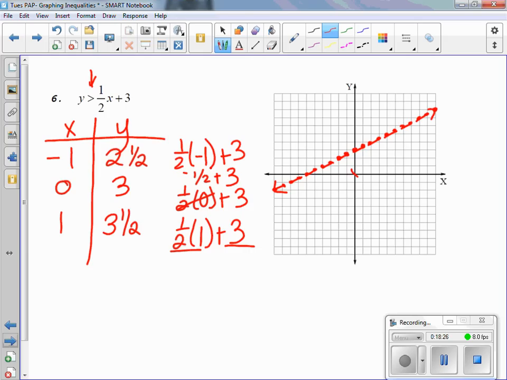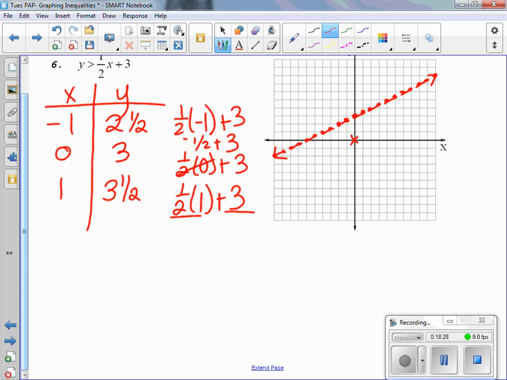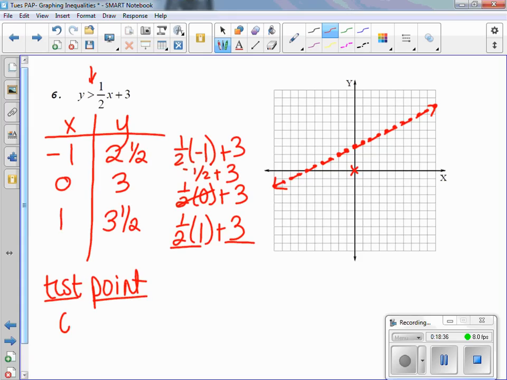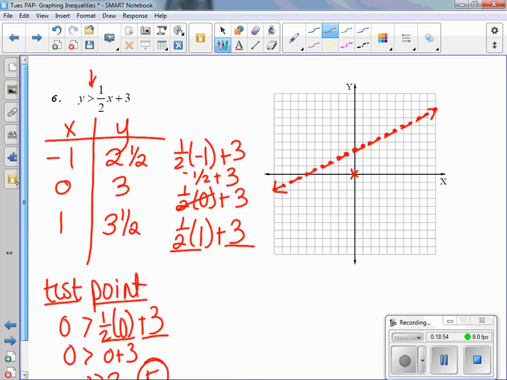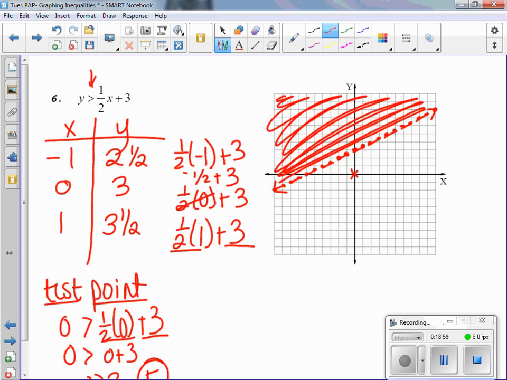Now, 0, 0 is not on the line this time, so I can use that as my test point. So y is going to be 0, and I need that greater than 1/2 times 0 plus 3. So 0 is greater than 0 plus 3. Well, that 0 is greater than 3, which is a false statement. So that means I cannot shade where my 0, 0 is. I have to shade on the other side of the line, which is above the line. So that should kind of make sense because it's a greater than.